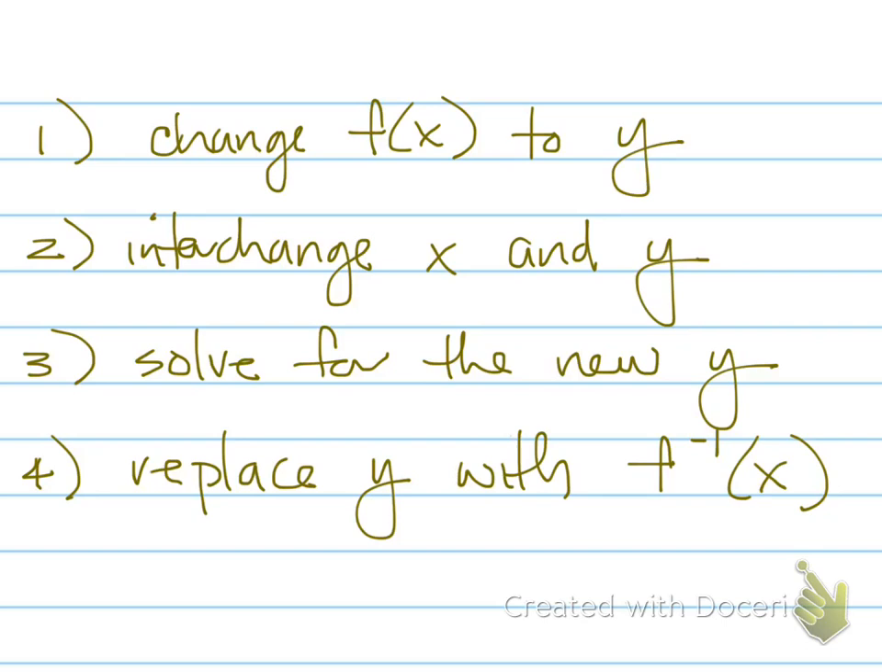So to go back over those steps, to find the inverse of a function, first thing you want to do is, if the equation is written in function notation, change the f of x to y. Once you've changed the f of x to y, you're going to interchange the x and the y, or the independent and dependent variables. And then you're going to solve for the new y, or new dependent variable. Once you solve for the new y, you're going to replace that y with f inverse of x.